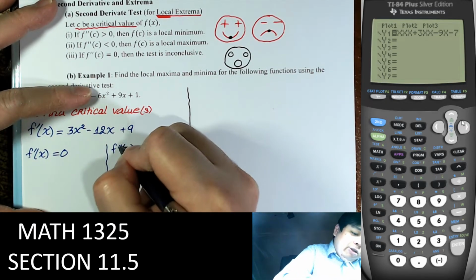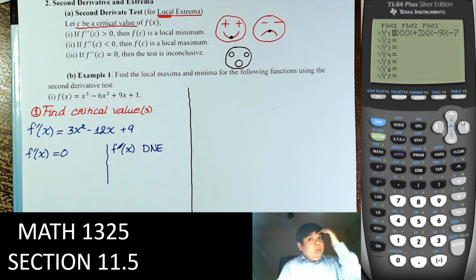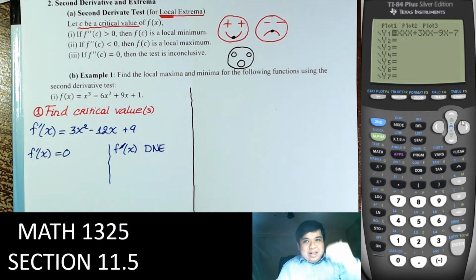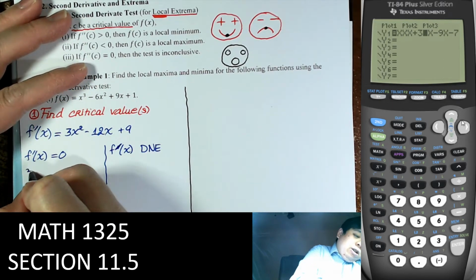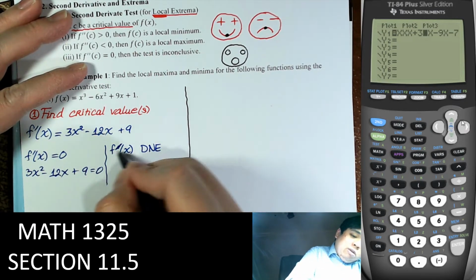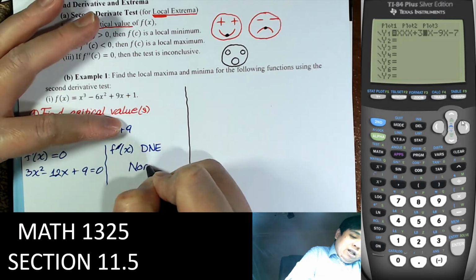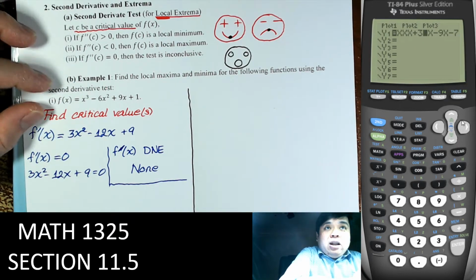But that's the first derivative, sorry. This is a second derivative test, so we will need the first derivative, and then we can take the second derivative. If the first derivative does not exist, we cannot use the second derivative test, because the second derivative does not exist if the first one does not exist at the point. Now set it equal to 0: 3x squared minus 12x plus 9 equals 0. By the way, like I said, the derivative is continuous everywhere, so it's defined everywhere. So we don't have anything that makes it not exist.